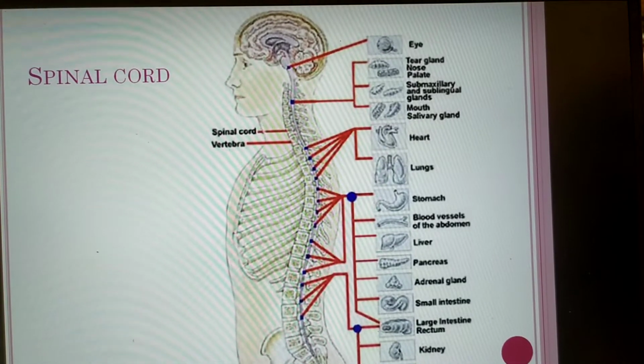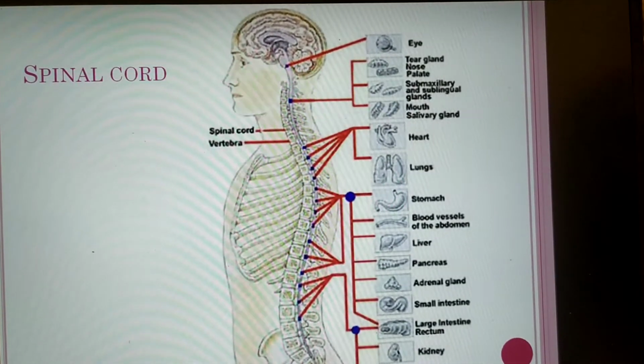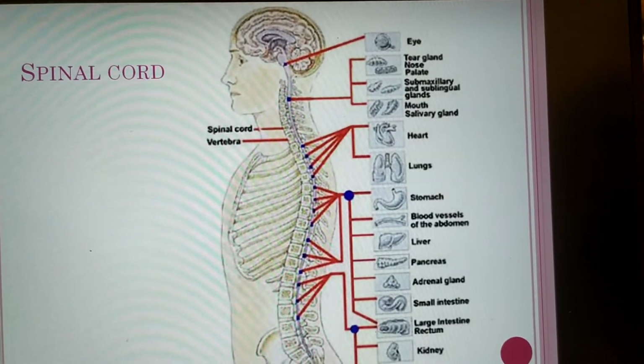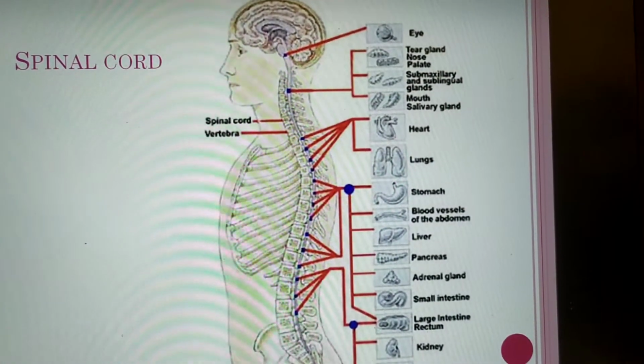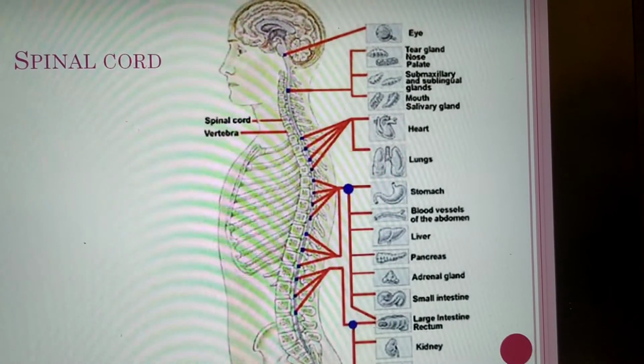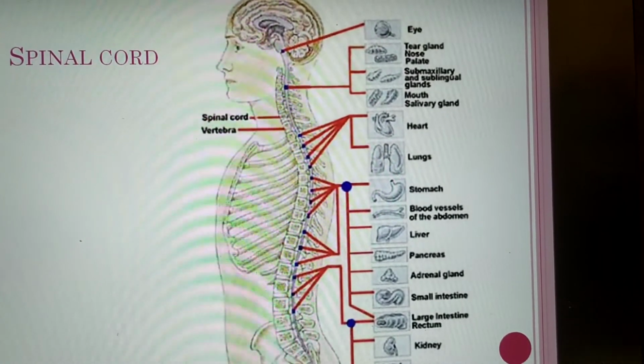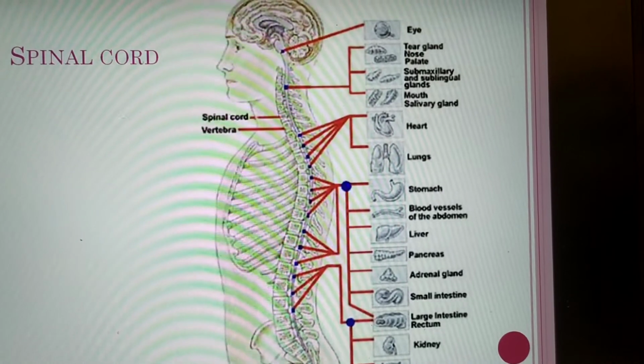So this is the structure of the spinal cord. Yesterday we had discussed the spinal cord also, and I had told you that it is enclosed in the vertebra. So you can see the spinal cord, which is coming from the hind region of the brain. It is enclosed in a vertebra. The vertebra helps in protection of the spinal cord.